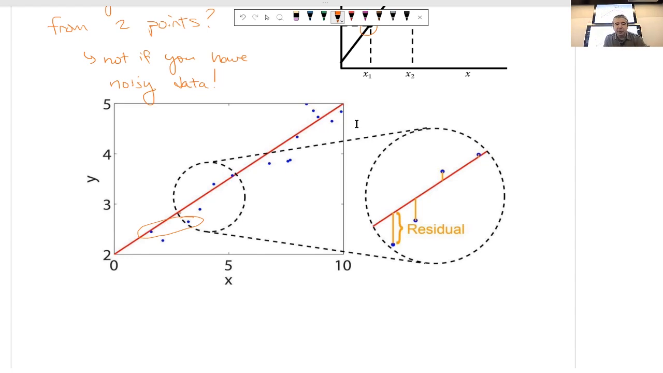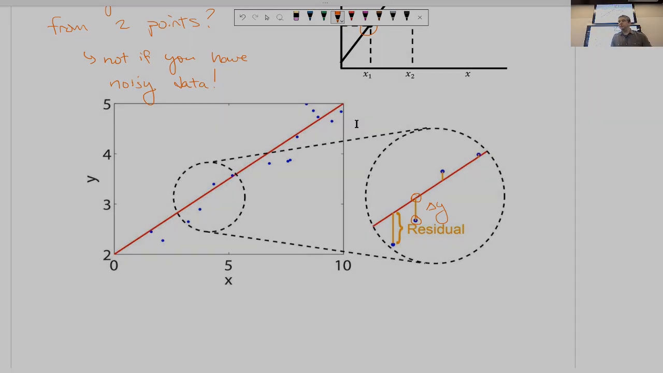When you're fitting your model, or in this case a line, to data, then you calculate something known as the residual. The residual is effectively your delta y, your difference between your data point and what your model says it should be at that point. And that residual, you're trying to minimize the sum of the square of all the residuals in order to get your best fit line to your data.